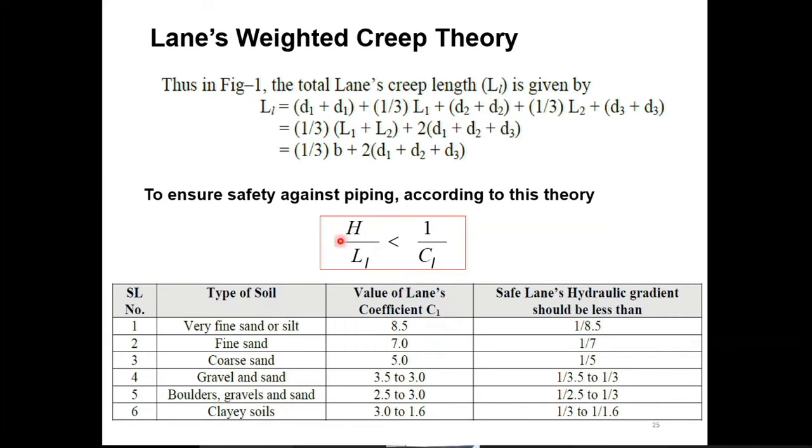And also Lane has given a different creep length concept. According to him, the horizontal creep length does not matter much. Horizontal floor length. So according to Lane theory, if any hydraulic structure is failing in undermining or piping, what is a better solution? What should we do?